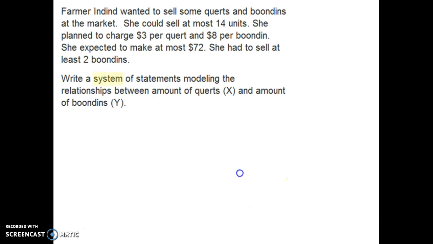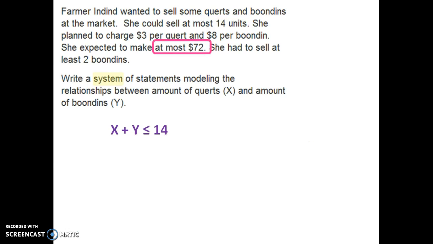So we need a system. That means 2 or more. So first we have that she can sell at most 14 units. So we'll start with the 14. The "at most" tells us that whatever we sell, which goes on our left side, has to be less than or equal to 14. We can't go over 14. And our units means she's just going to sell quarts and bundens. Those are the only two things that she's selling. So we have x plus y is less than or equal to 14.